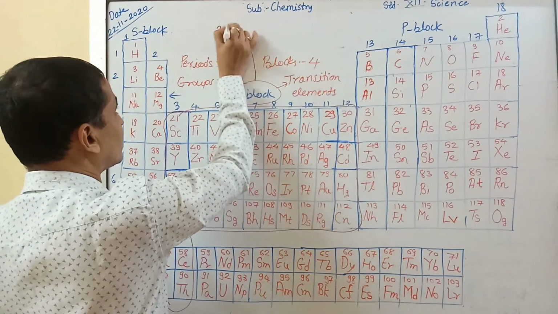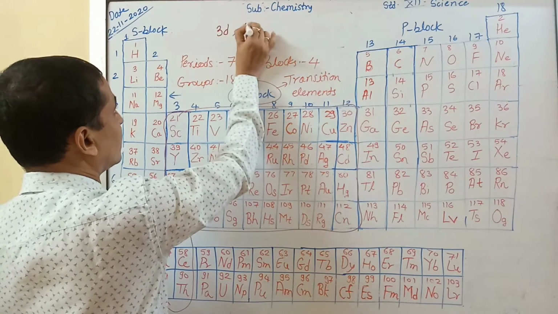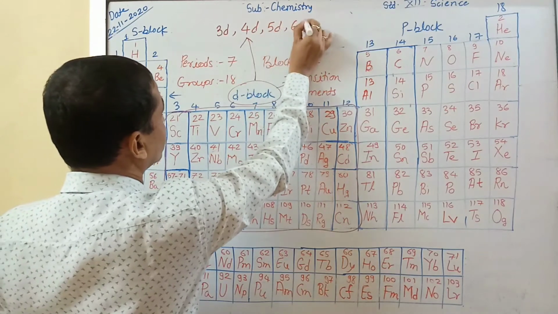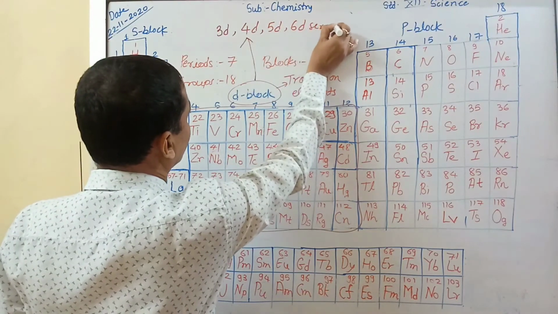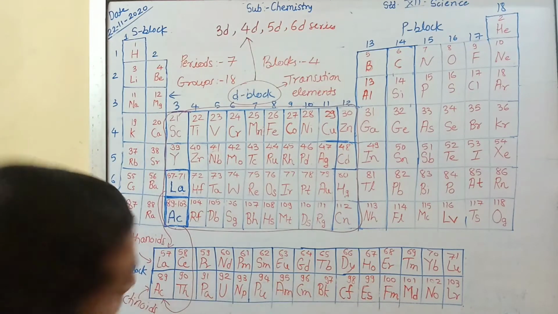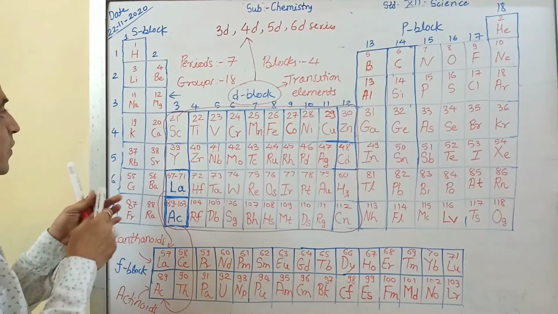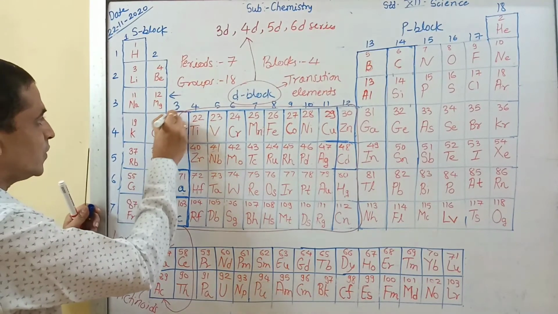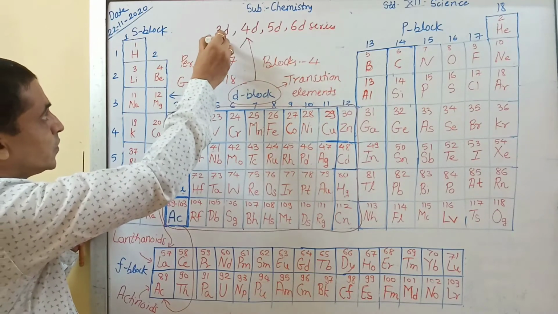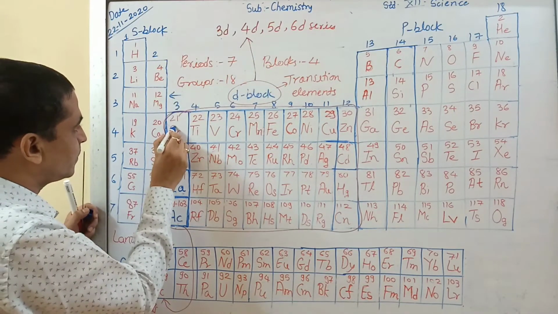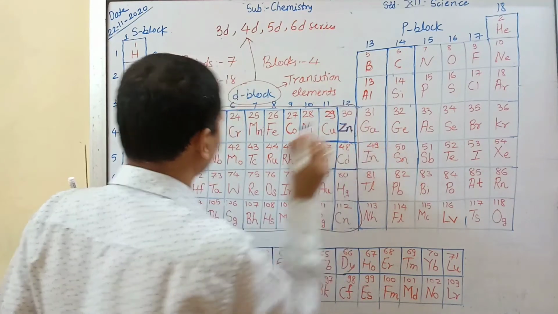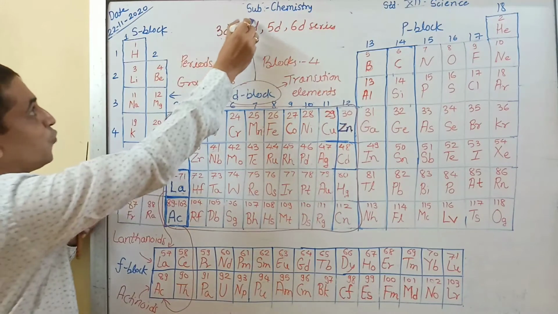What are the 3d series, 4d series, 5d series and 6d series? See, the 3d series starts from scandium to zinc. Then see the 4d series.